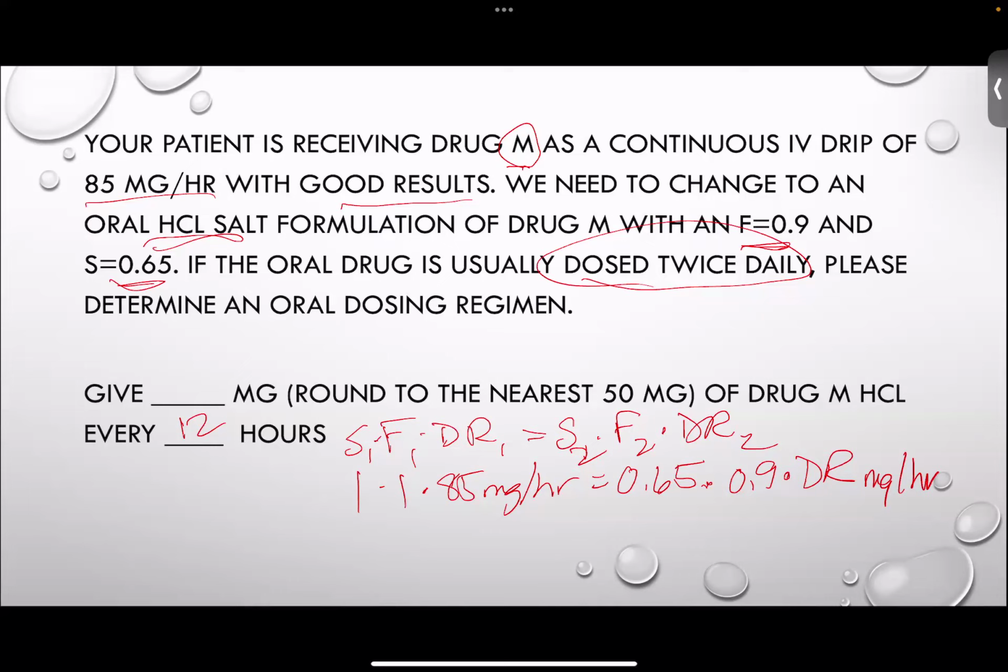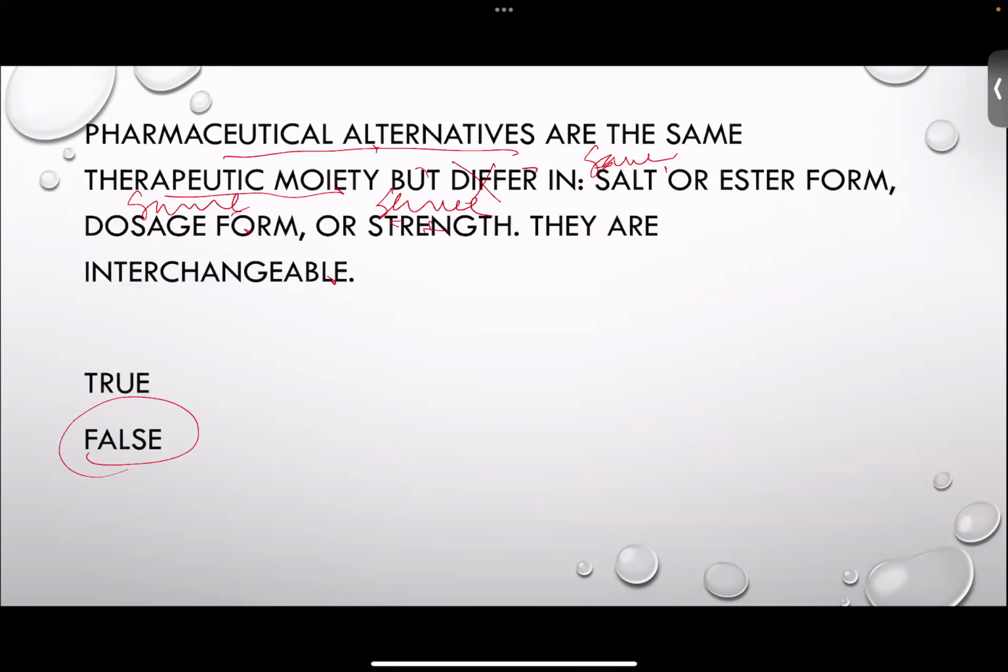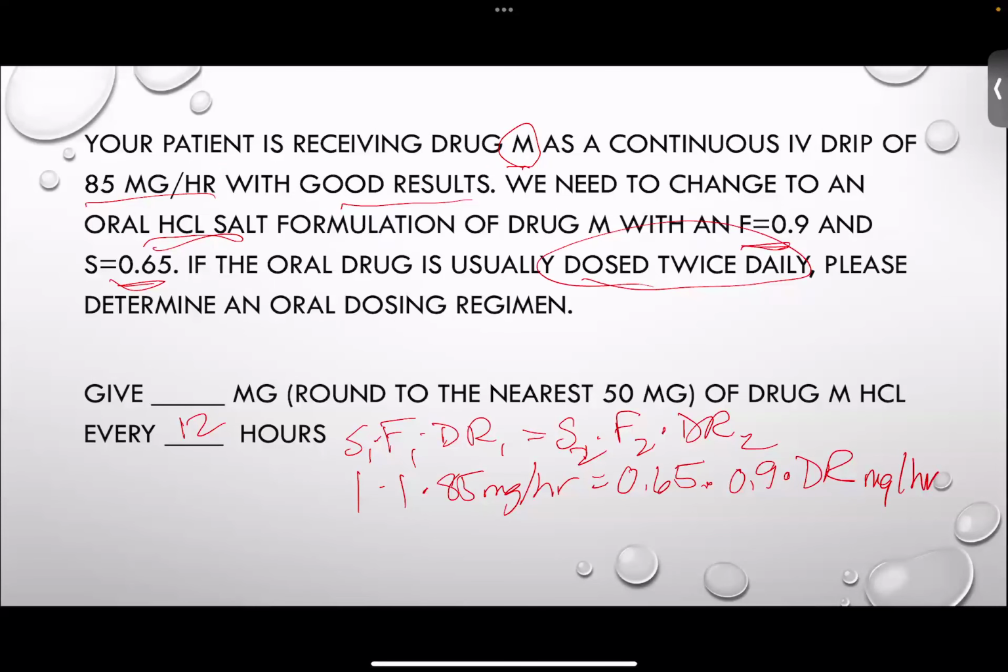Getting out my calculator. So, oopsie. So we expect this to be a larger number, don't we? Because we're going to have to give a lot more drug to account for the difference in bioavailability and salt form. So we're going to give 145.3 milligrams per hour as our new dose rate.